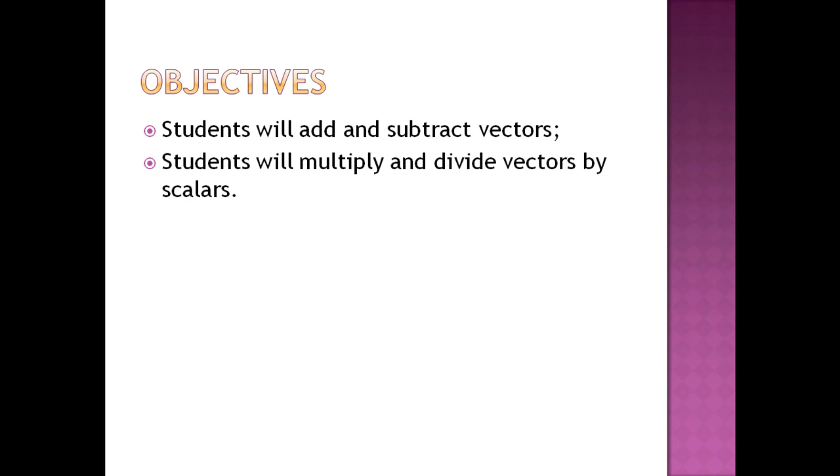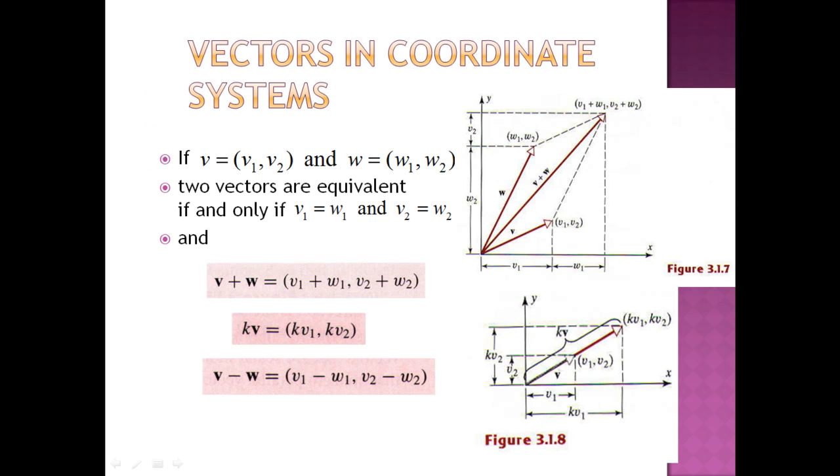Alright, part number 2 of our vector analysis stuff, the very dry vector stuff, is about vector operations. You will add and subtract vectors, you will multiply and divide by vectors, or multiply and divide vectors by scalars. So scalar is just a number, a whole number that we multiply and divide by. So vectors and coordinate systems, this stuff's pretty dry, I'll try to explain it.